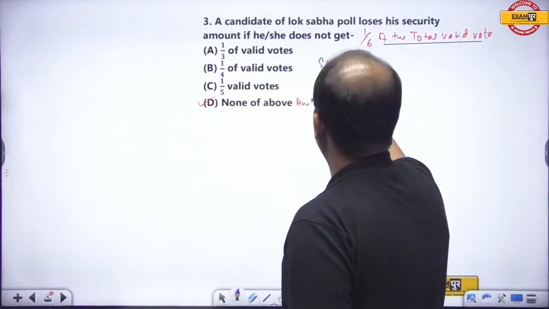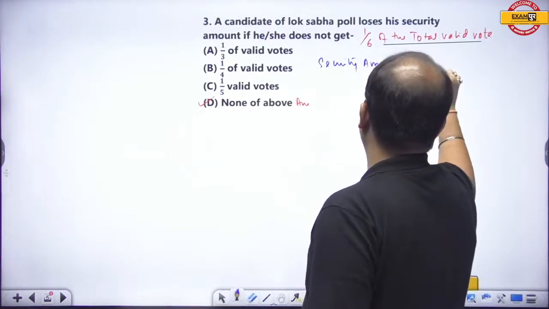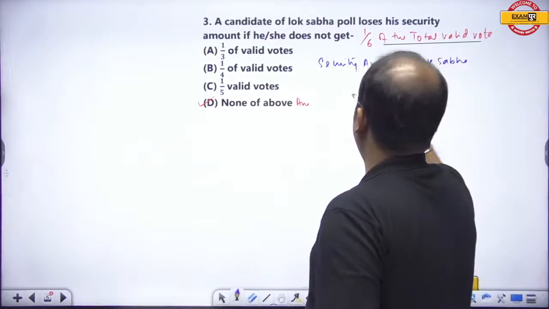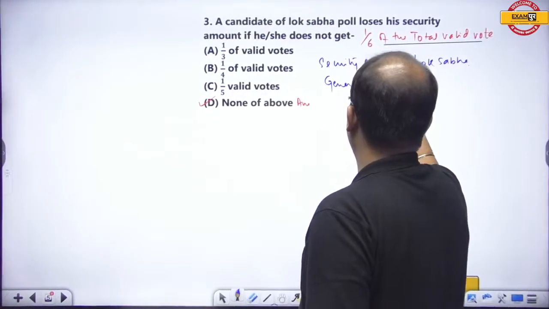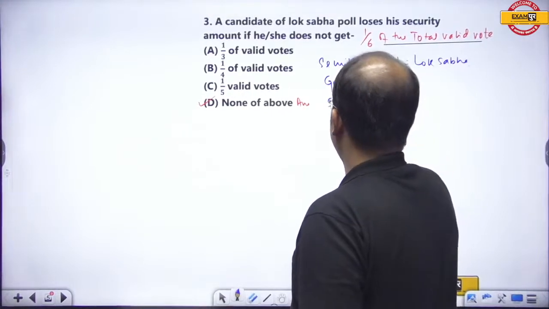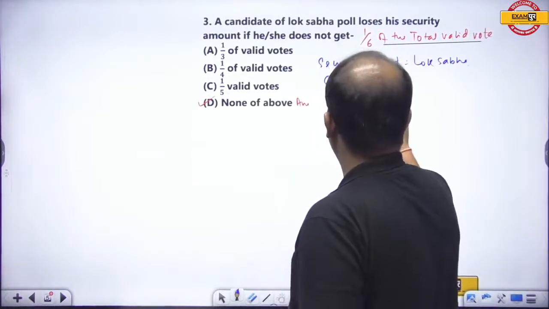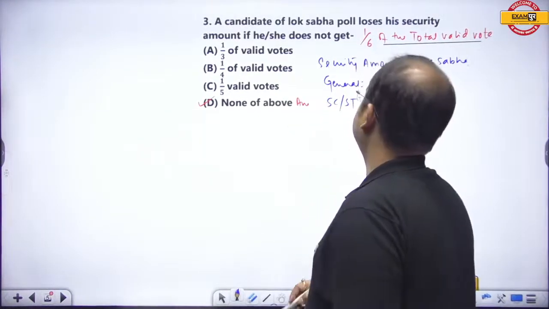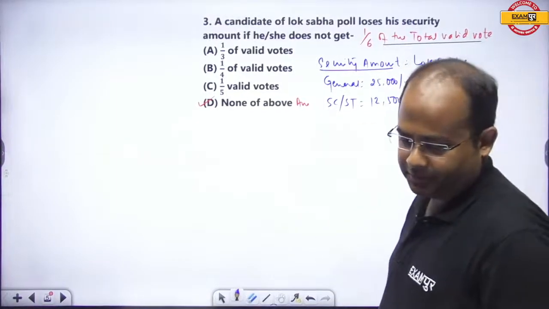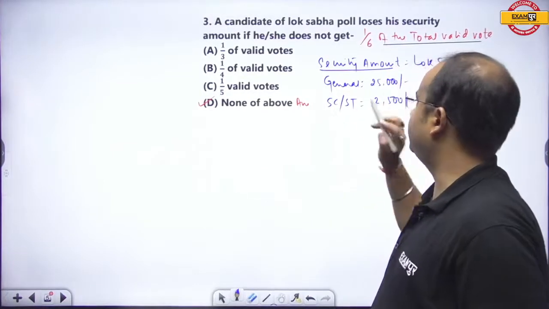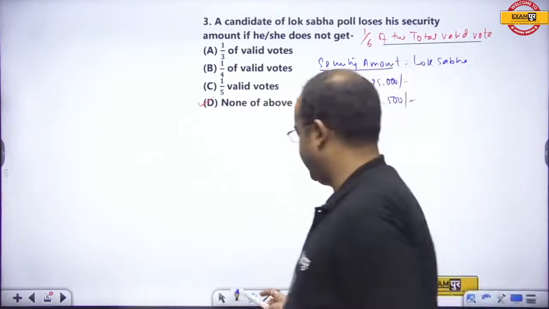Now what is the security amount that is deposited for Lok Sabha? So if a candidate is from the general category, that is 25,000 rupees. For SC ST candidates it is 12,500. So this is the security amount which you have to deposit once you contest the Lok Sabha election.